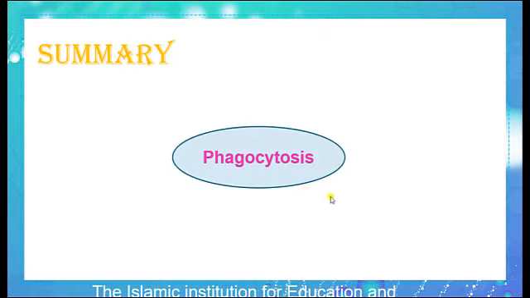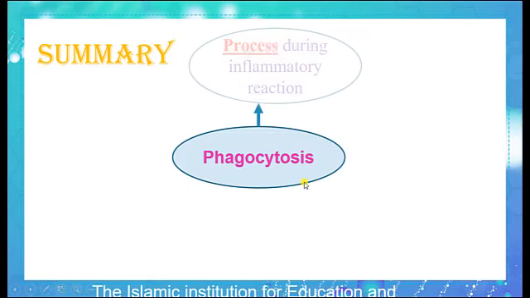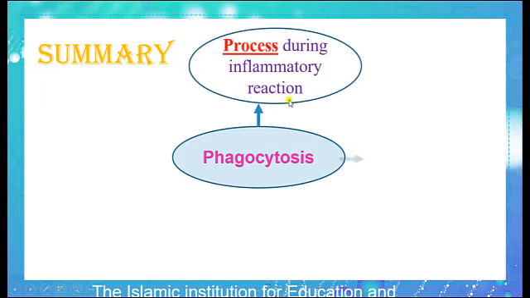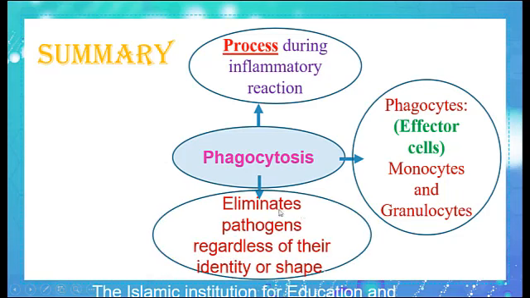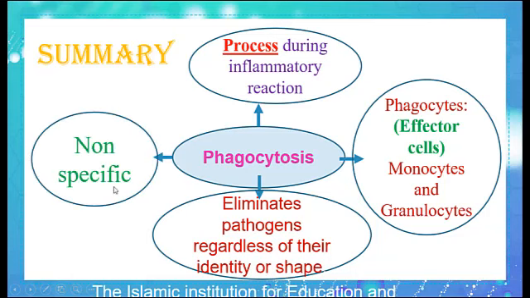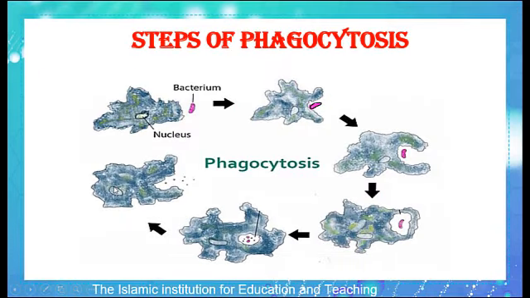As a summary, phagocytosis is a process during inflammatory action. The phagocytes or the effector cells are monocytes and granulocytes. The role of phagocytosis is to eliminate pathogens regardless of their identity or shape, and it's non-specific. Also, this figure shows the steps of phagocytosis. So, let's describe each step and give it a title.